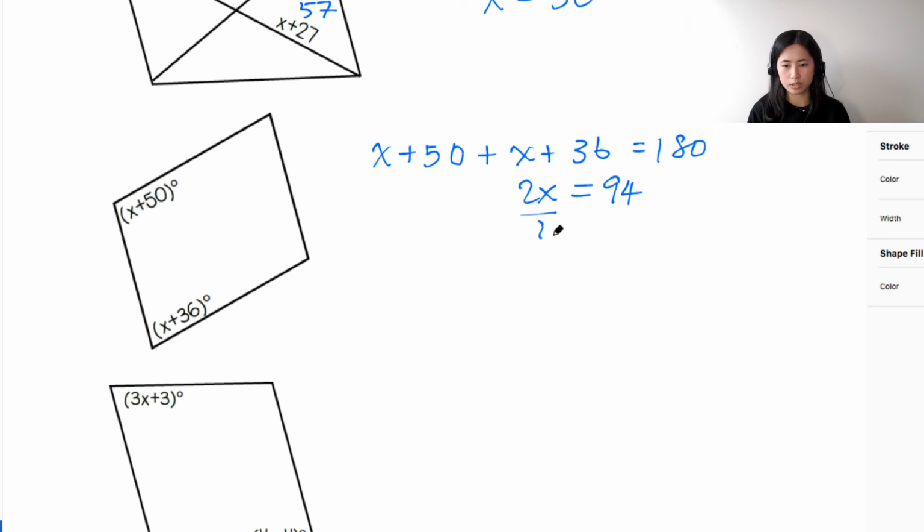Dividing both sides by 2, right? 94 divided by 2 is equal to x is equal to 47. Yeah, so we know that this is 47. Therefore, in order to solve for this angle, you would have to just plug in 47 plus 50. That's equal to 97 degrees. And this over here, because it's 180 minus 97, that's going to be 83 degrees. So you would take 47 plus 36, right? 47 plus 36 is equal to 83 degrees.